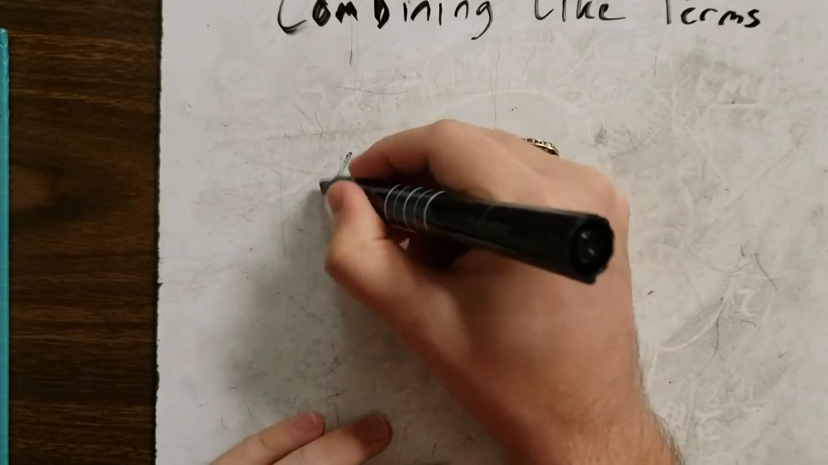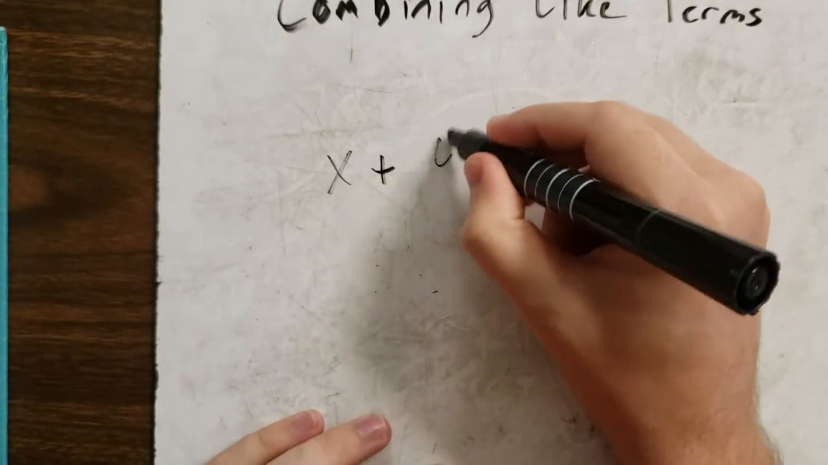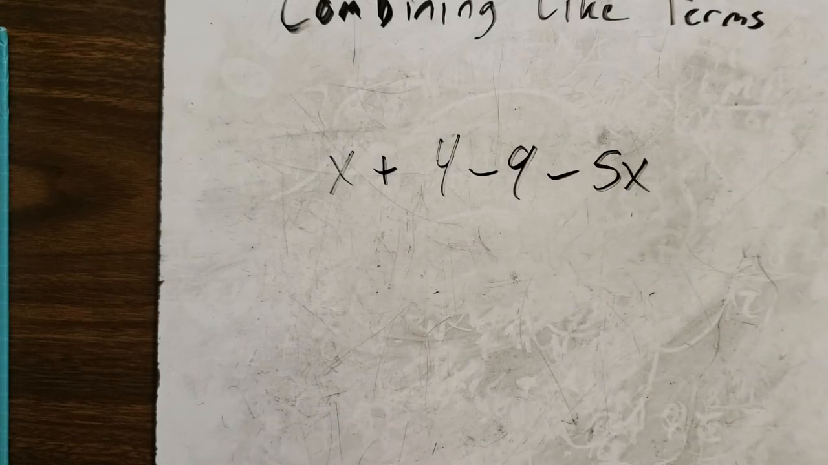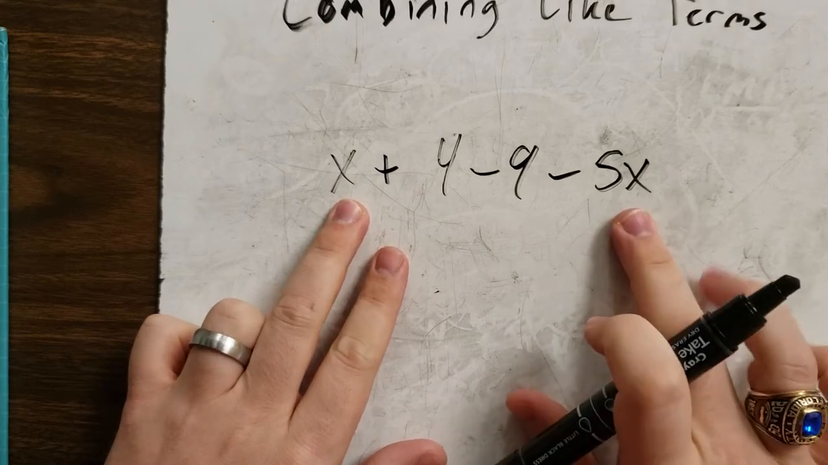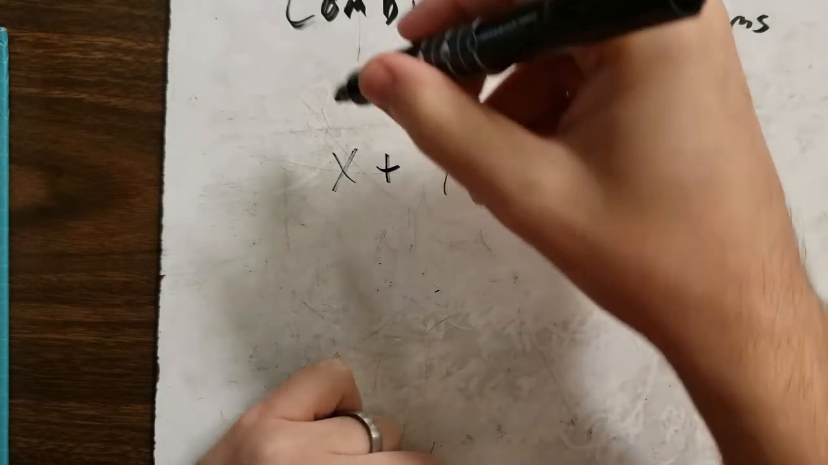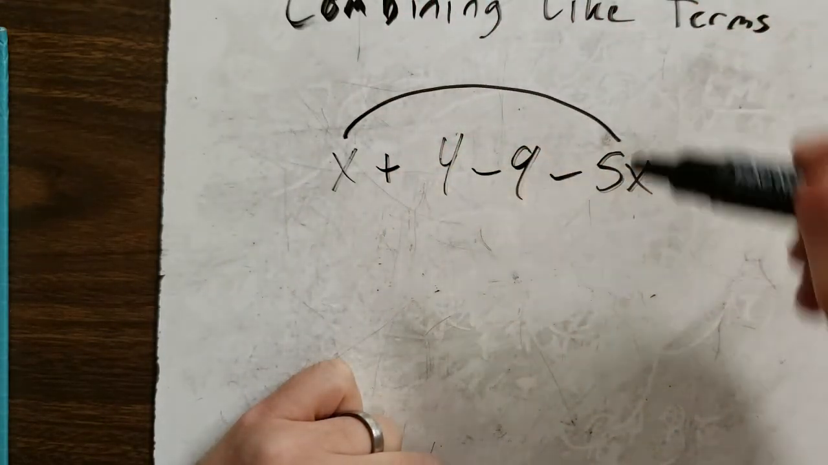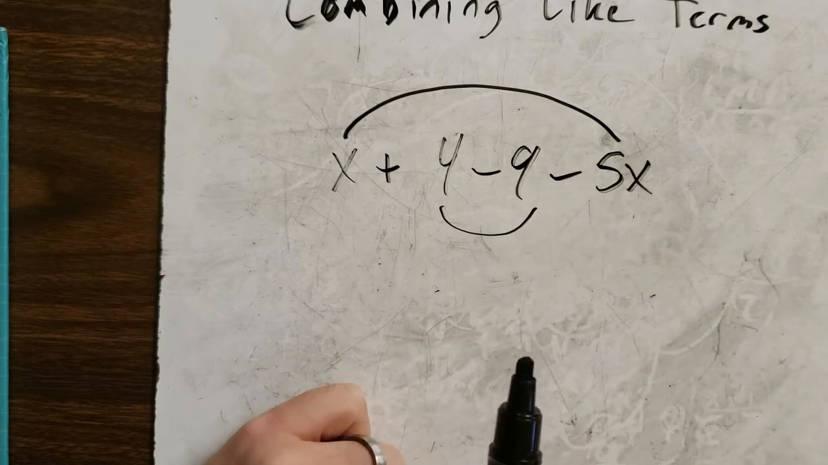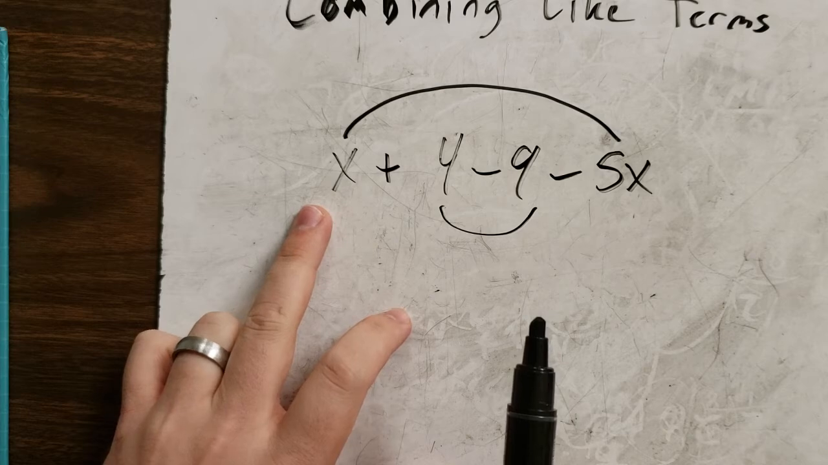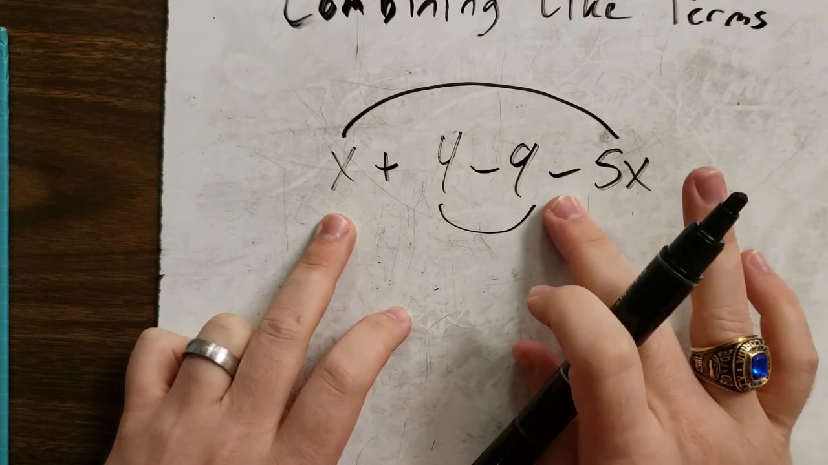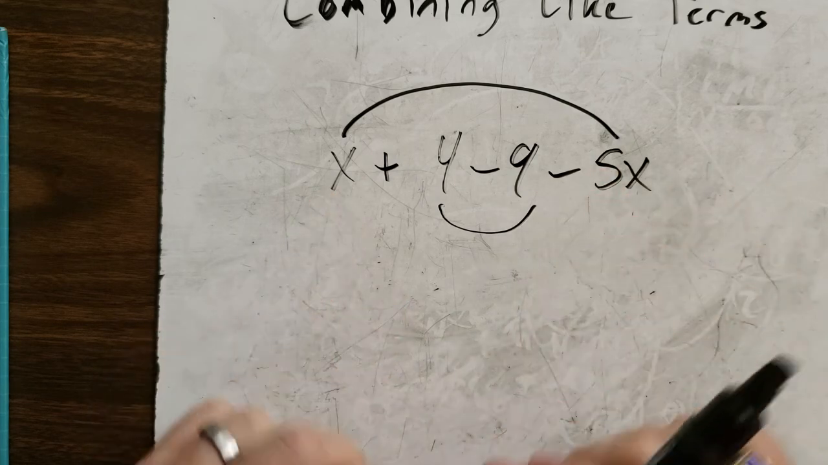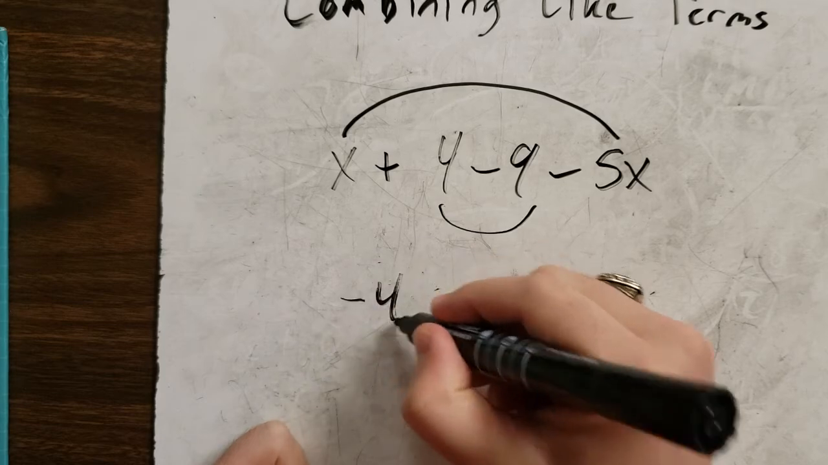One more. x plus 4 minus 9 minus 5x. Okay? Now, same deal. You have your terms with letters attached and terms with no letters attached. So you can only combine the ones that are alike. Your letters get combined, your non-letters get combined. So now we look at our signs in front. Our x here is positive because there's nothing in front of it. That means it's positive. And then our 5x here has a minus sign in front of it, which means it's negative. So we do x minus 5x. So x minus 5x would be negative 4x.